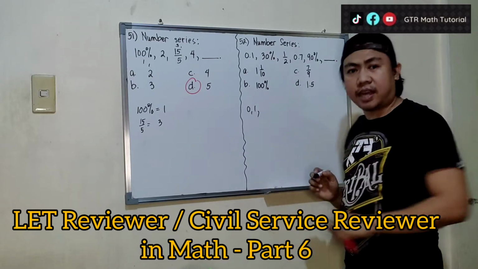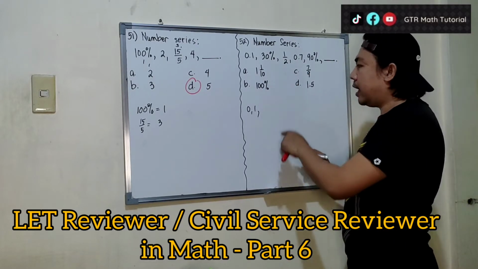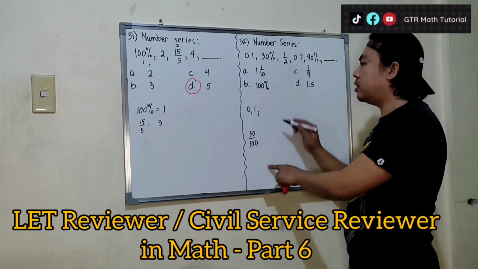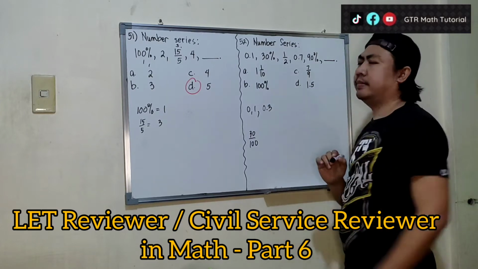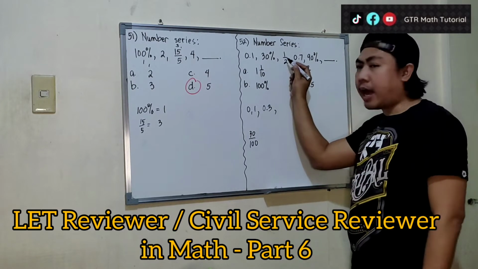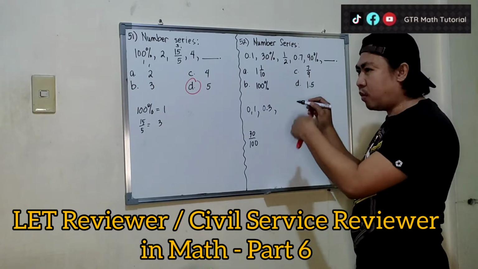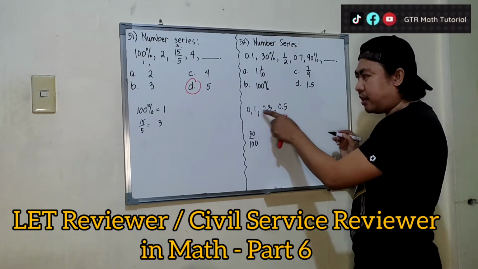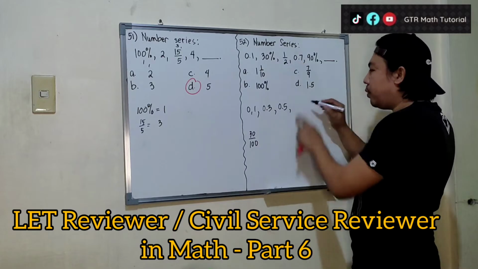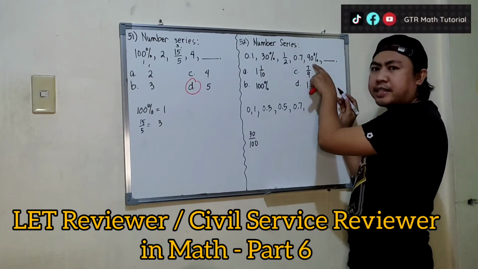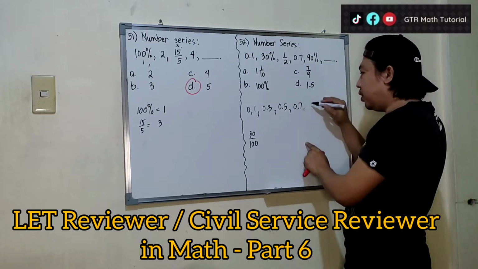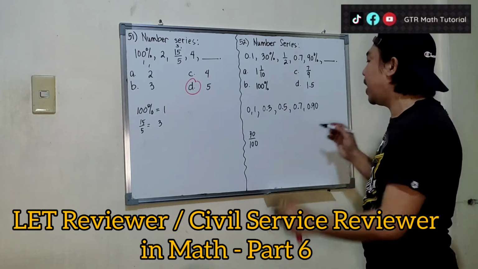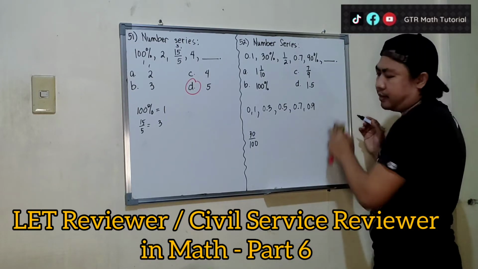So, ito yung magiging series natin. 0.1. So, 30%, that is equal to 30 over 100. So, pag dinivide natin yan, that is equivalent to 0.3. Okay? So, next, we have 1/2. So, 1/2, pag dinivide yan, 1 divided by 2, that is equal to 0.5. So, yan yung pattern natin. 0.1, naging 0.3, naging 0.5. Then, we have 0.7. And then, 90%. So, that is 90 over 100 or that is equal to 0.9. Di ba? Percent means 100. So, 90 hundreds or 0.90 or 0.9.